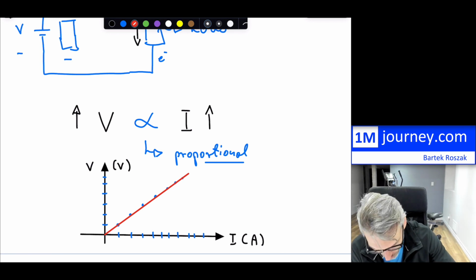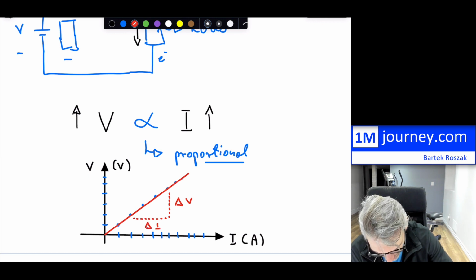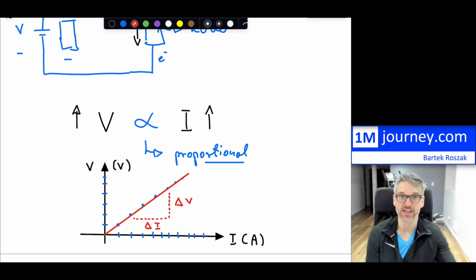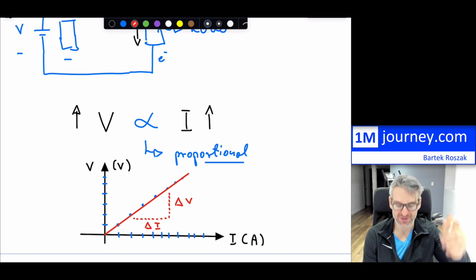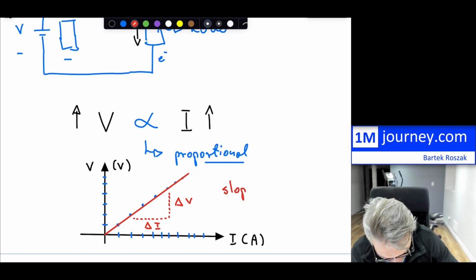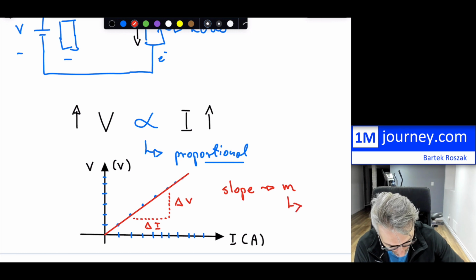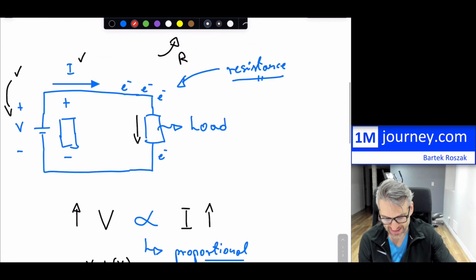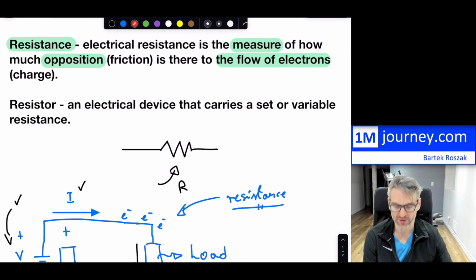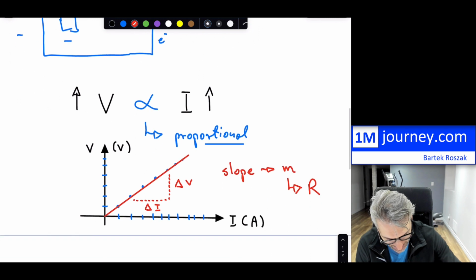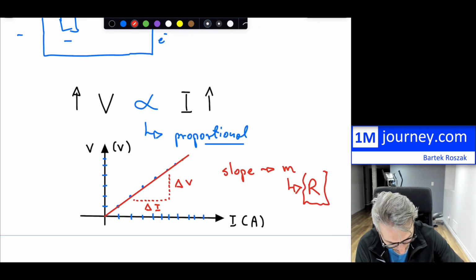Now, if you recall, for any kind of line, if this was the change in voltage and this was the change in current, you may remember this is the change in Y and the change in X, and that was a slope. We referred to slope as M. If you go back to math, it turns out that this slope actually gave us the resistance. So this resistance, this opposition to the flow of electrons, gives us this particular constant for a certain load.